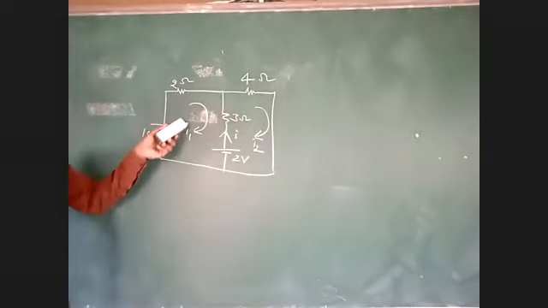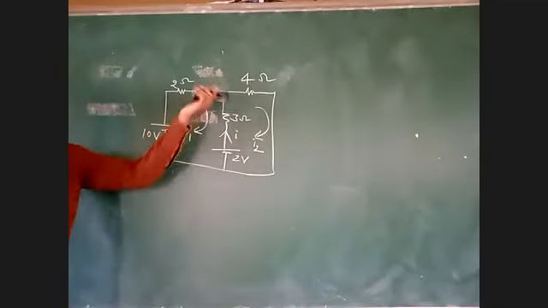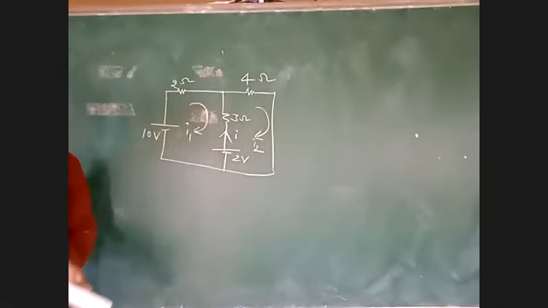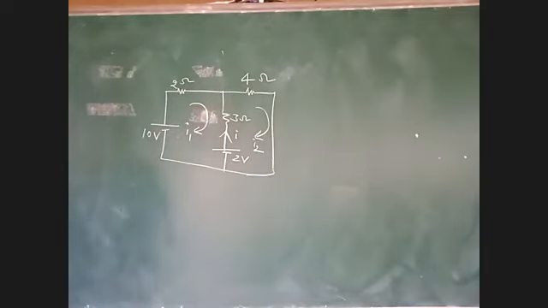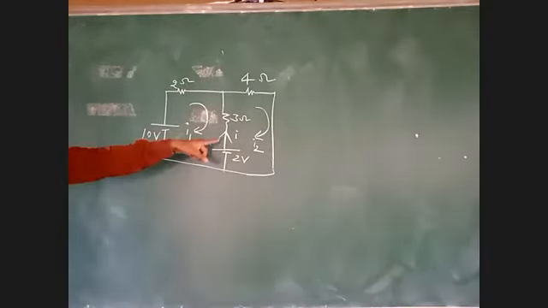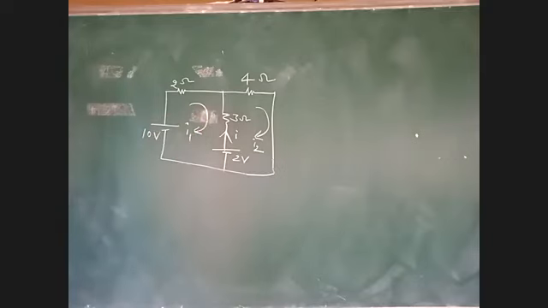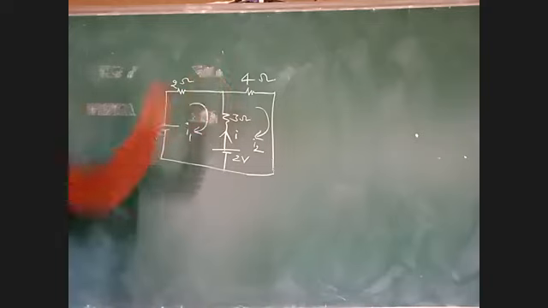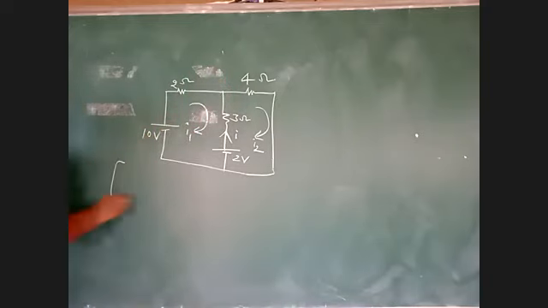In loop currents I am assuming. I can assume in the reverse direction also, because they have not given any directions. They are asking only I, so I am assuming the current directions I1 and I2. First I will determine I1 and I2 using the matrix method. 2 by 2 matrix because two loops are there.